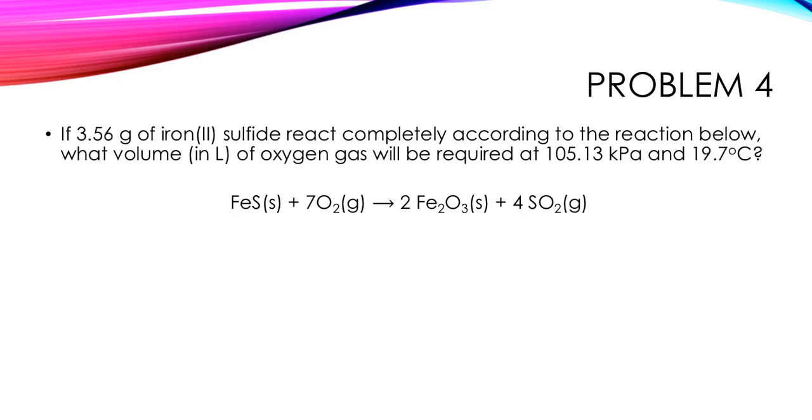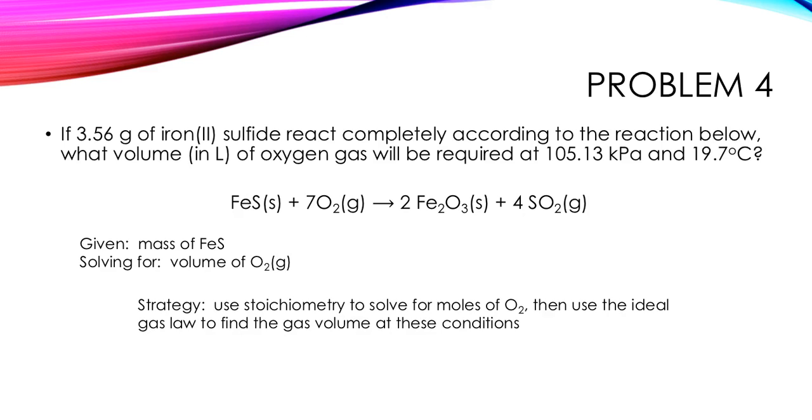All right, so let's talk our way through the problem. I'm given the mass of the iron(II) sulfide. I'm solving for the volume of oxygen gas in liters. So let's talk about our pathway. I'm going to use stoichiometry factor label to solve for the moles of oxygen, and then I can substitute that into the ideal gas law to find the gas volume at these conditions. That's the plan.